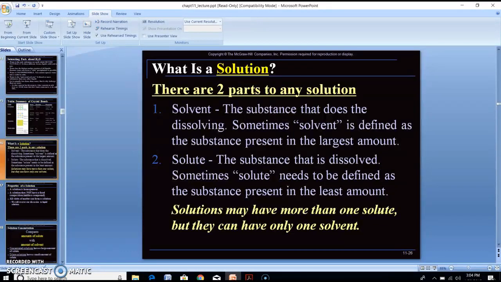What is a solution? There are two parts to any solution. First one is solvent, the other one is solute. The solvent is the substance that does the dissolving. Sometimes solvent is defined as the substance that is present in the largest amount. And solute is the substance that is dissolved, and it is defined as the substance present in the least amount. Solutions may have more than one solute, but they can have only one solvent.